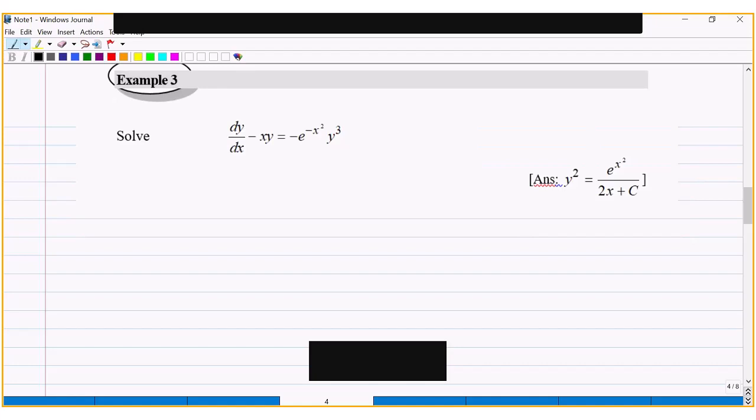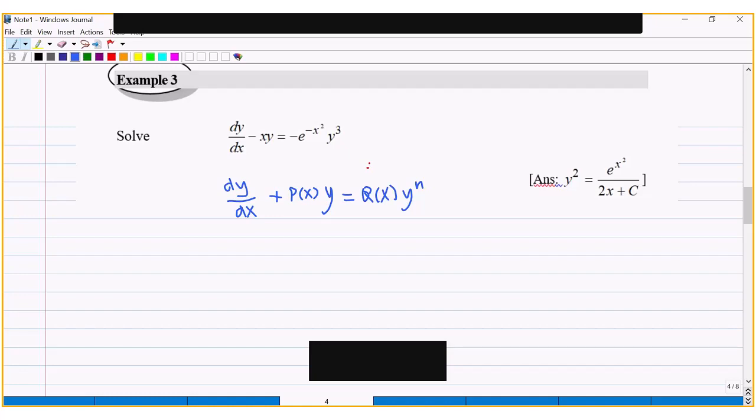So the way to solve this equation, first of all, how do you know this is the equation of this type? So compare this one with the equation dy/dx plus p(x) times y equals q(x) times y power n. Compare this equation. So when you compare this, you find that this is the Bernoulli equation.